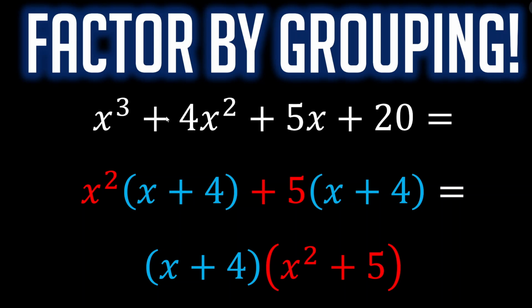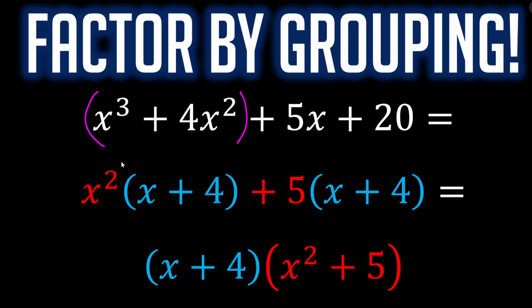The first thing we do is look across all four terms and see, is there a common factor across all four terms? There's not, so then we move on to our grouping. We're going to group the first two terms together and take the greatest common factor out from those two terms. In this case, that's x squared. That's the biggest thing they share in common. When we take out an x squared, we're left with x plus 4.